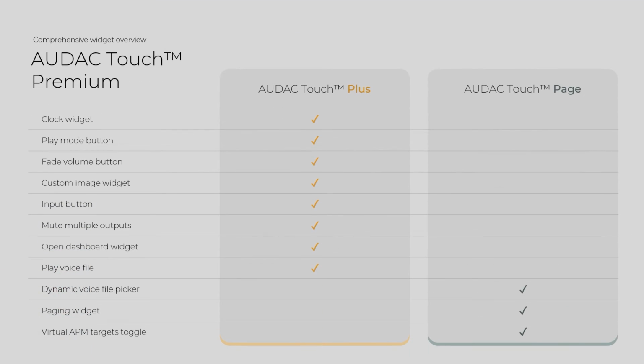Let's take a look at the overview between AUDAC Touch Plus and AUDAC Touch Page. While the Plus license focuses more on getting that personal touch to your dashboard by having a custom image widget for your customer, a clock widget, or an input button, mute multiple outputs, jumping to different dashboards, and so on. The Page license focuses more on broadcasting those messages by using that dashboard to select multiple zones or a single zone and hit that play button.